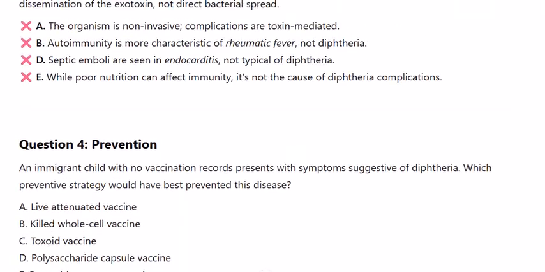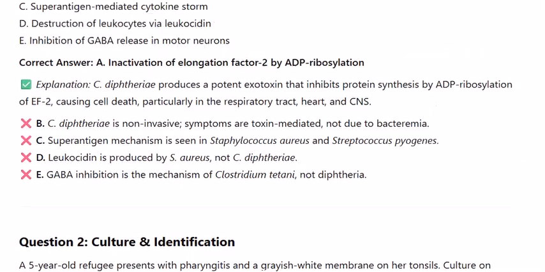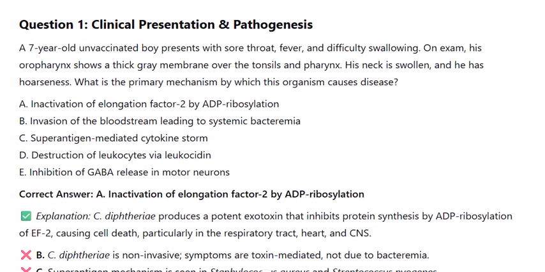Sets focused on Corynebacterium diphtheriae, each with 5 answer choices and detailed explanations, including why each incorrect choice is wrong. Question 1. Clinical presentation and pathogenesis.